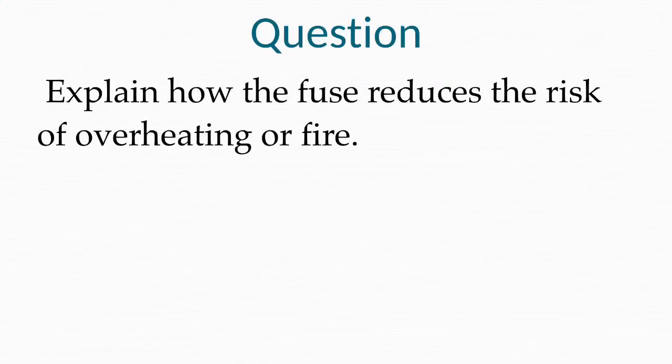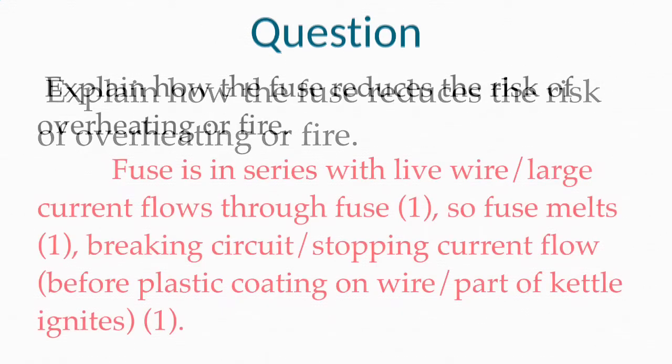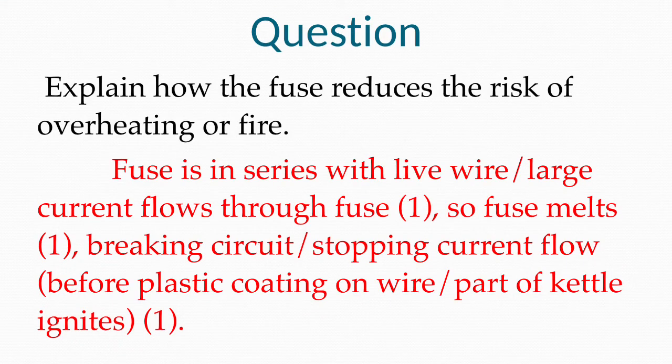I'd now like you to explain how fuses can reduce the risk of overheating or fires. Pause the video while you answer the question. The fuse will be in series with the live wire. When the current becomes too great, the fuse will melt. This will break the circuit and stop current flowing through the rest of the kettle.